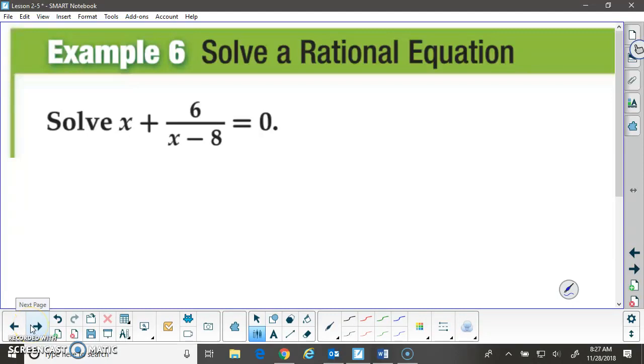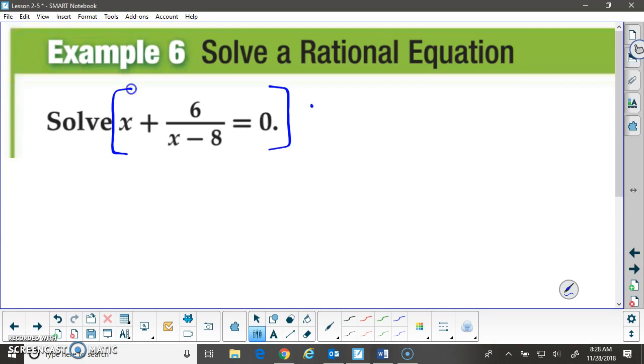Part 2 of Lesson 5 of Chapter 2 is on solving rational equations. So if you look at this equation, we have to solve for x. What makes this problem difficult is that we have an x in the bottom of a fraction. And so what we're going to do is take this equation and multiply everything by the LCD. Now LCD stands for least common denominator.